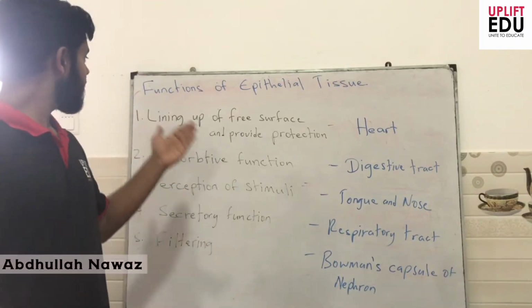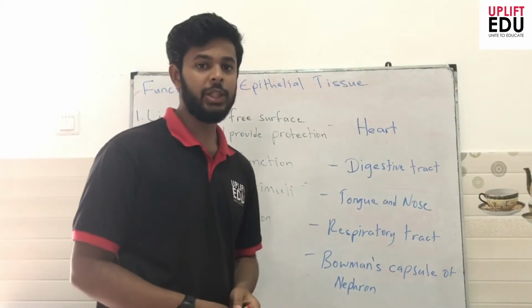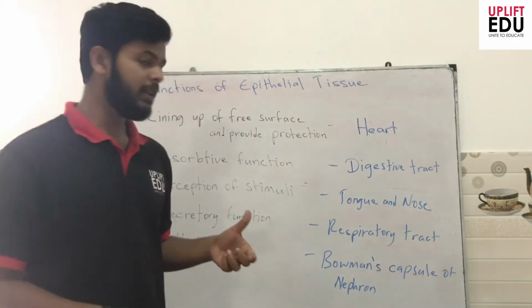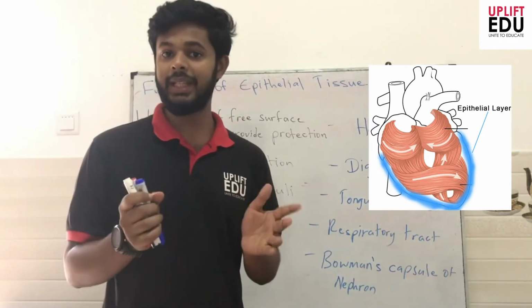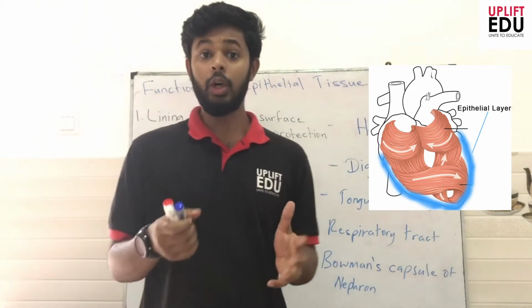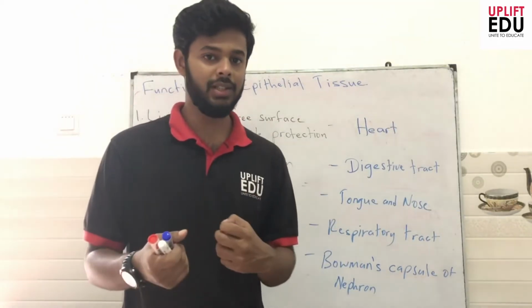Now we look at some functions of epithelial tissues and the locations where these epithelial tissues are found. For example, we consider the heart. The outermost covering of the heart consists of this epithelial tissue. So we know about the heart: it expands and contracts during its function.